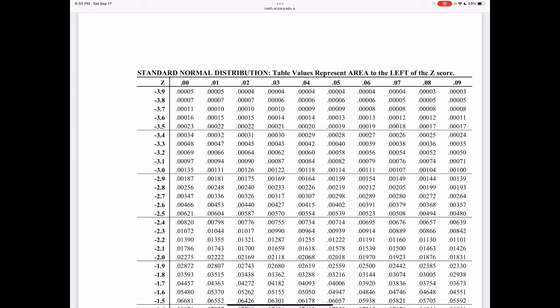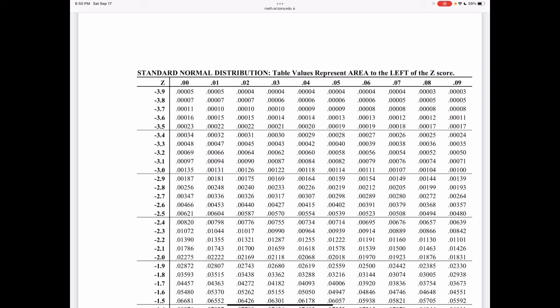If I wanted to find the area to the left of a negative 3.90, what I do is I go to where my z-score is a negative 3.9, and then I go to the 0.00 column. So the column tells you the second decimal place. For instance, the area to the left of a negative 3.72, so I go down to the negative 3.7 row, and then I go over to the 0.02 column. You should get a 0.00010.